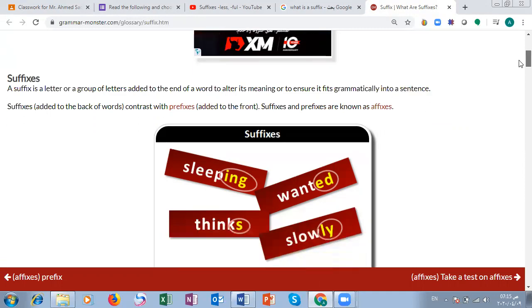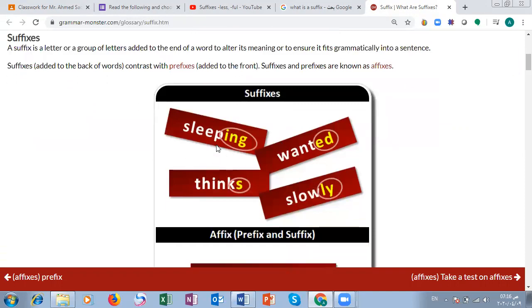For example, here we have examples. Sleep. When we add the suffix ing, sleeping, so ing here is a suffix to change the form of the verb. Wanted, we add ed as a suffix to the verb to make it in the past. Thinks, we add the s to the present simple form with singular, and we add ly to the adjective slow to make an adverb, slowly. So these are kinds of suffixes, most of them.